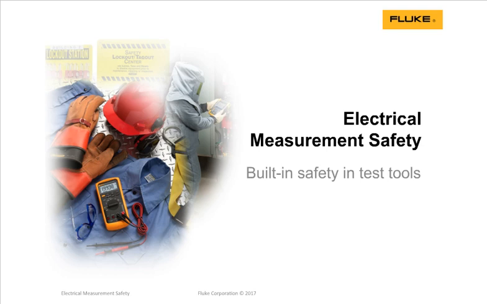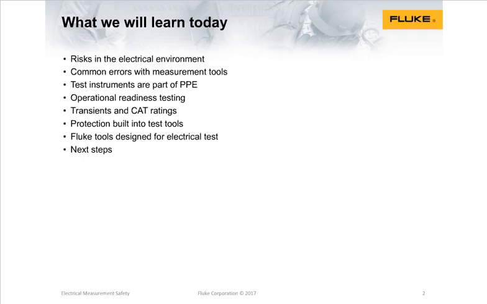Today's presentation is in 2 separate parts, primarily in 2 different areas. One where I'll cover the NFPA, which is a little bit of the risks in the electrical environment and some of the common errors that can be made that could possibly trigger an arc flash and arc blast incident. And the fact that test instruments are part of PPE. As a matter of fact, they're in the NFPA 70E, the 2015 edition, and the new requirements that are just now coming up at the end of the year. And then a little bit about CAT ratings.